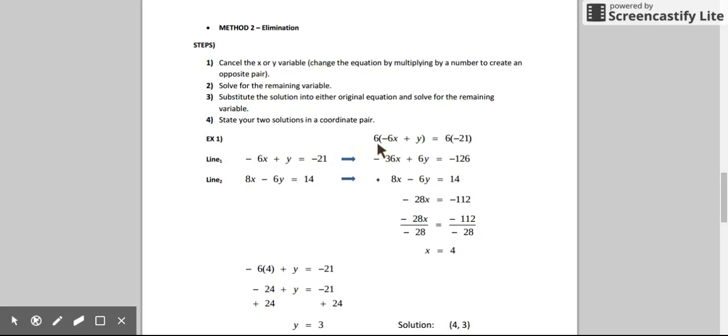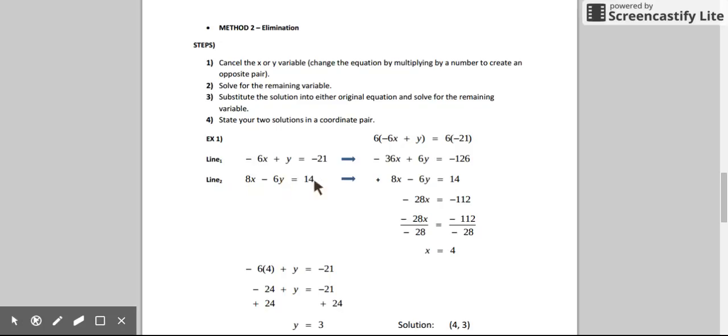So if I multiply each of those terms by 6, 6 times negative 6x is negative 36x. 6 times positive 1y is positive 6y. And 6 times negative 21 is the same as negative 20 times 6 plus negative 1 times 6. So negative 126.